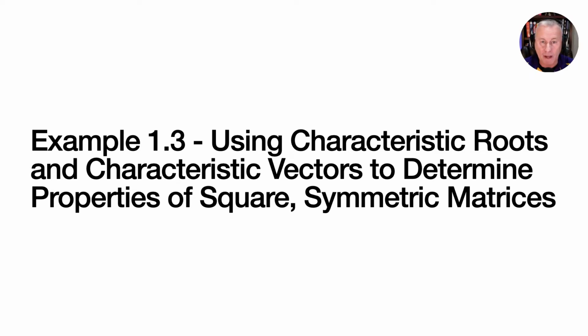All right, welcome back. In this lecture, we continue looking at examples of the use of characteristic roots and characteristic vectors to calculate functions and determine properties of the square symmetric matrix from which they were calculated. In this lecture, we'll be looking at example 1.3. So let's take a look.